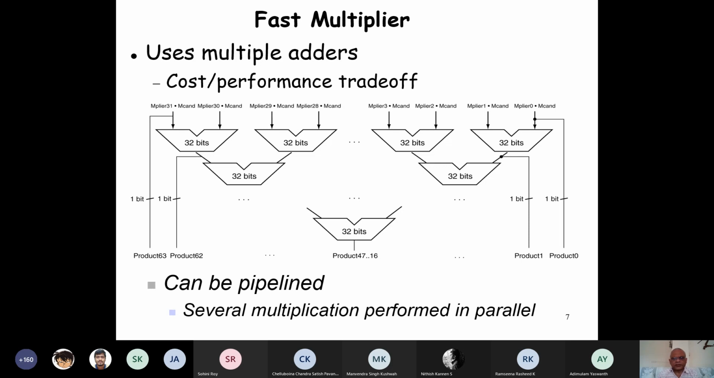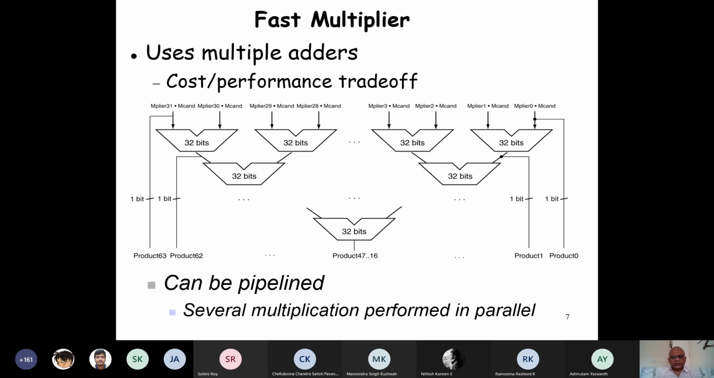So for each one, this is the 0th bit, and for bit 1, this is 2, 3. The first level will have 16 32-bit adders, because it is adding the multiplicand for multiplier bit 0 and multiplier bit 1. The second one is multiplier bit 2 and 3, and the last one is 30 and 31. So there are 16 of these 32-bit adders.